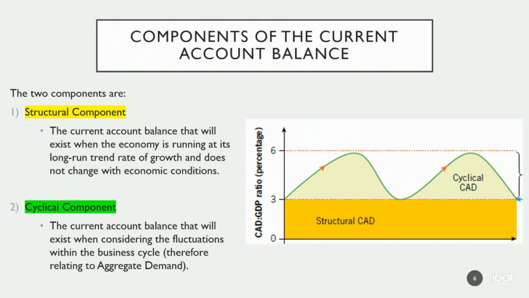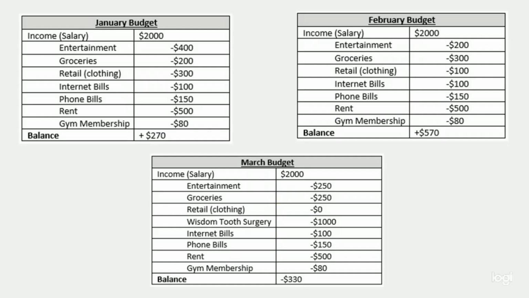So the main focus of this video is looking at the structural and cyclical components of the current account, and there are two keywords that we are looking at. Structural is related to the long-term trends, while the cyclical is anything that relates to the fluctuations that occur in the business cycle. And as we know, the business cycle is directly related to the fluctuations in aggregate demand.